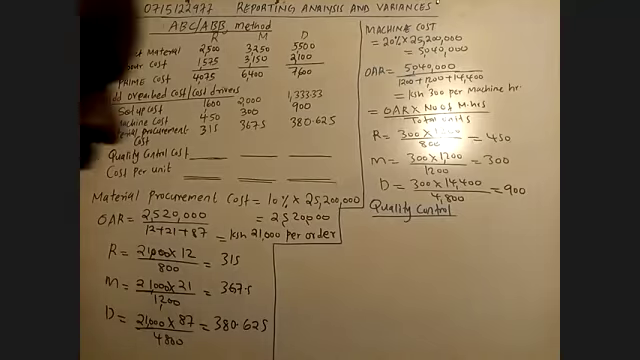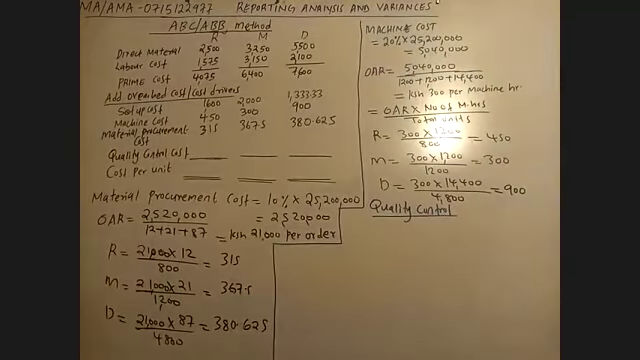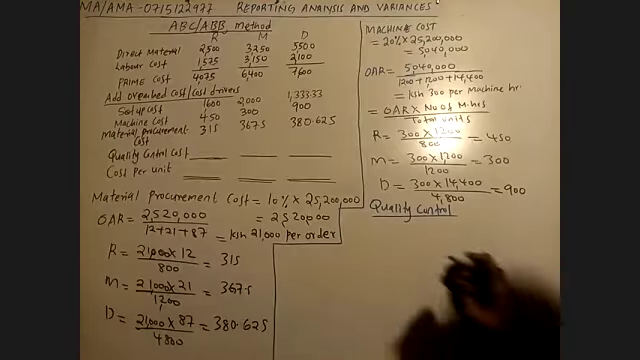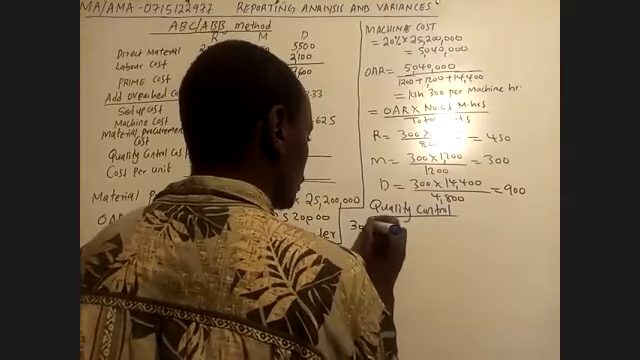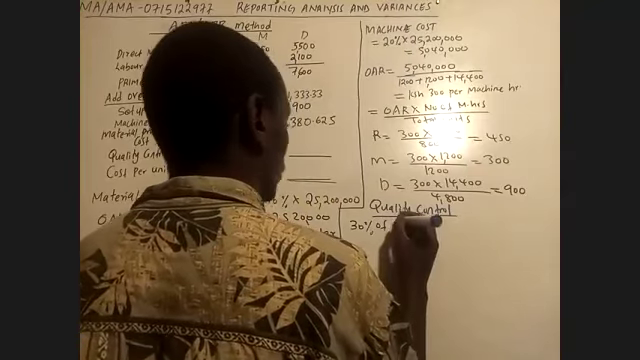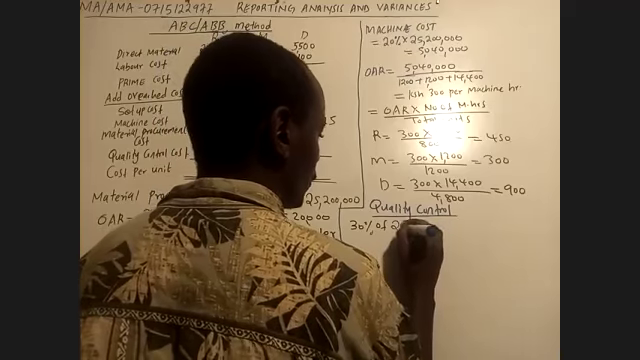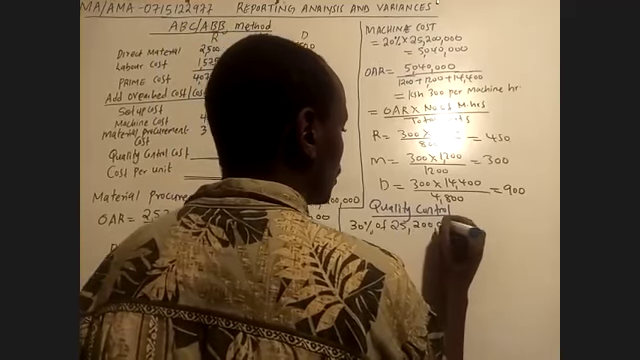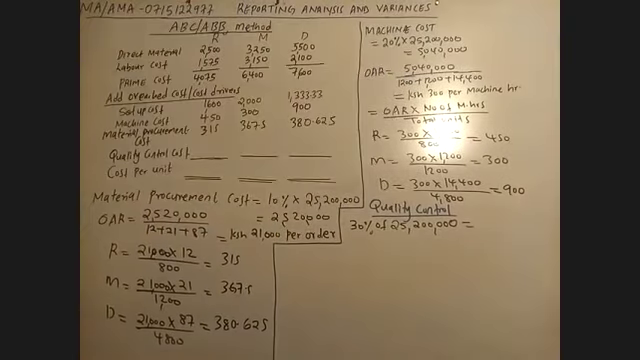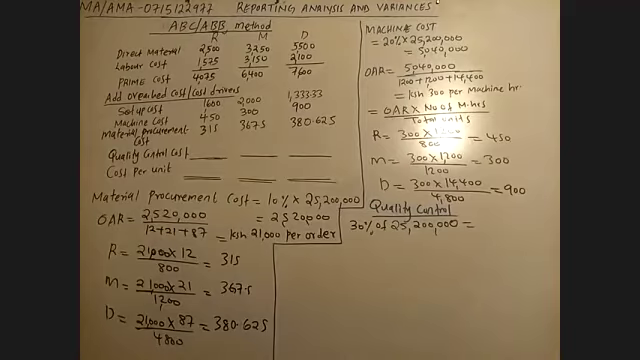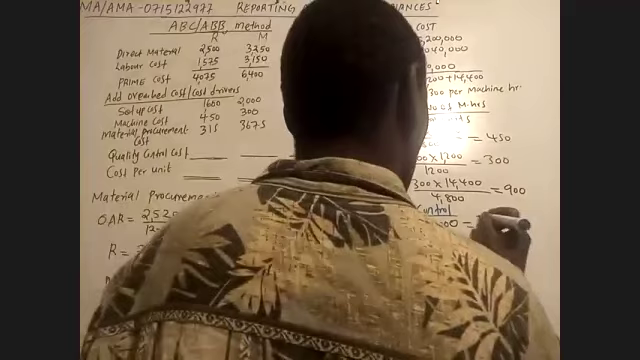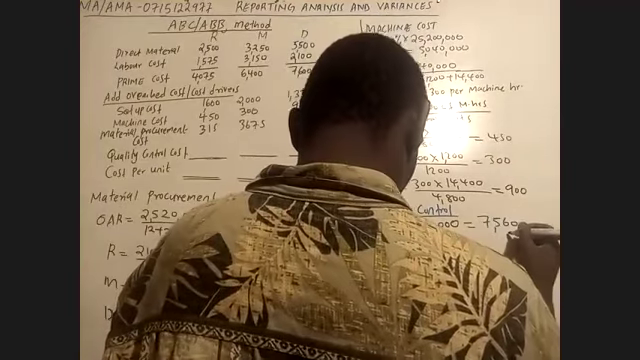Now let's go to the last one, which is quality control. And they tell us quality control is 30% of the production. So 30% of 25,200,000. How much does it come to? 0.3 times 25,200,000 will be equal to 7,560,000.